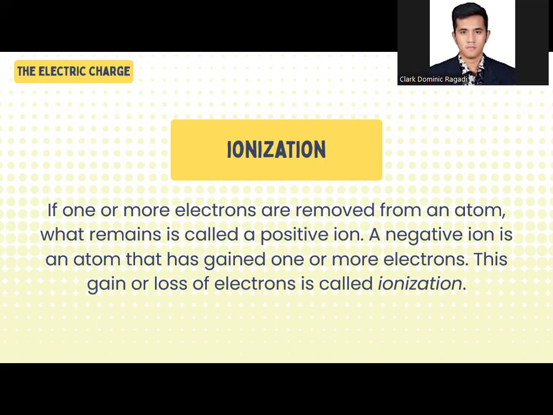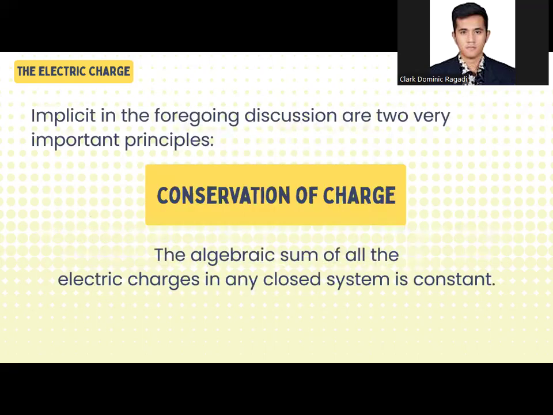So that's ionization. Before we continue with our discussion, there are two very important principles that we have to understand. First is the conservation of charge. This states that the algebraic sum of all the electric charges in any closed system is constant. When we say closed system, it's a system where nothing enters and nothing leaves that system.